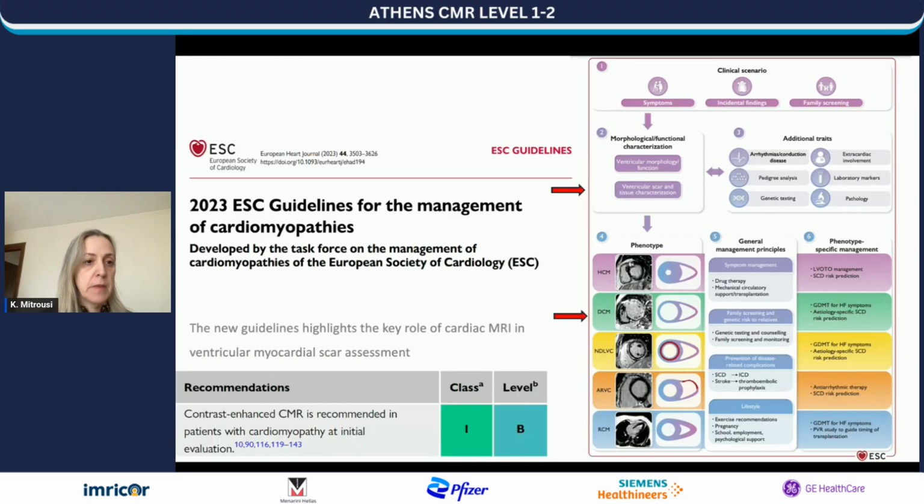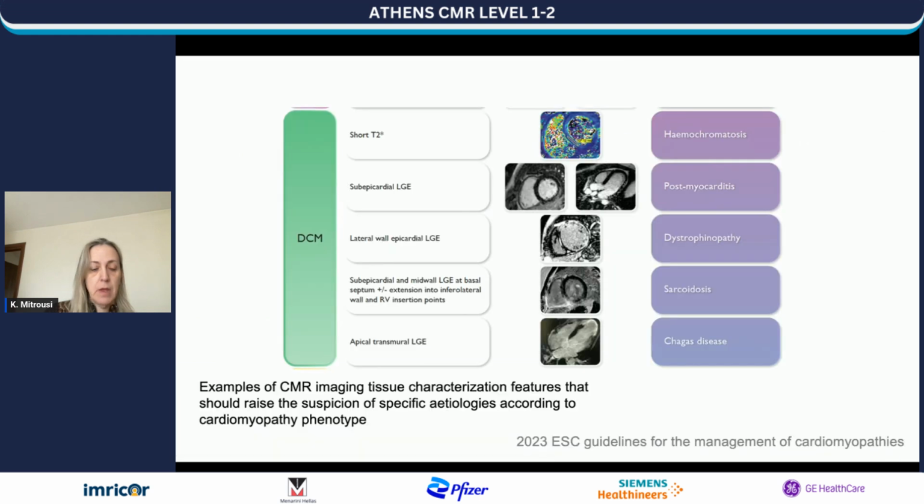The new 2023 ESC guidelines for the management of cardiomyopathies highlight the key role of cardiac MRI in ventricular myocardial scar assessment. And as you can see, contrast-enhanced cardiac MRI is now recommended in patients with cardiomyopathy at initial evaluation. So here we can see some examples of cardiac MRI tissue characterization features that should raise the suspicion of specific etiologies according to cardiomyopathy phenotype.